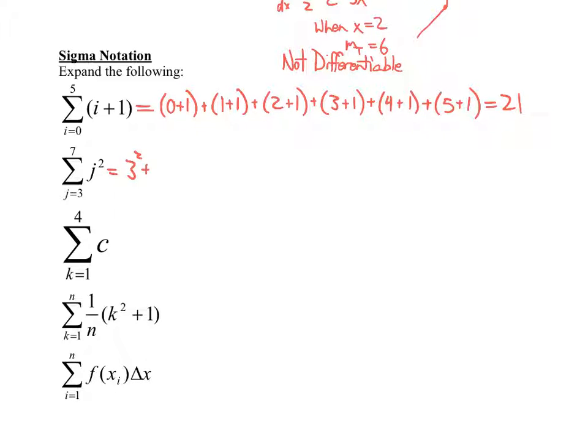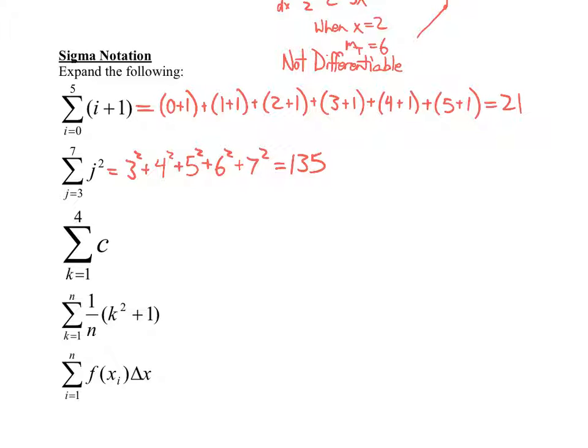3 squared plus 4 squared plus 5 squared plus 6 squared plus 7 squared. Okay, it's not too much work there. So 9 and 16 would be 25, plus 25 is going to be 50, plus 36 is 86, plus 49 is 135. So that'll total up to 135. Okay?